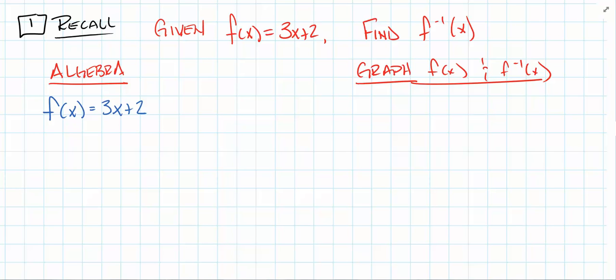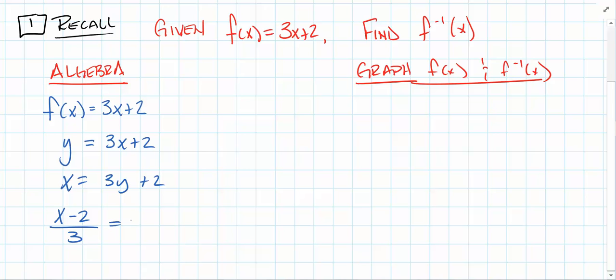What's the first thing we do? Yes. Good. So we say y is equal to 3x plus 2. Then we switch the x and the y. So x is equal to 3y plus 2. Then we subtract and we resolve this for y. So I'm going to get x minus 2 all divided by 3 gives me the y. So that means that f inverse of x is equal to x minus 2 over 3. Is that what you guys got as well?